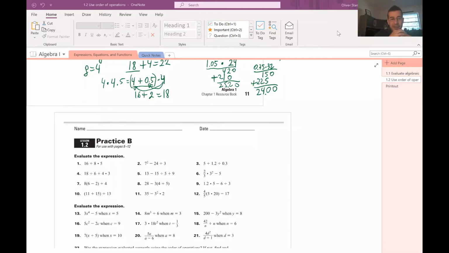Hello back, everybody. We are continuing solving algebra problems through the Larson textbook. We're doing lesson 1.2, practice B today. All right, so let's start.